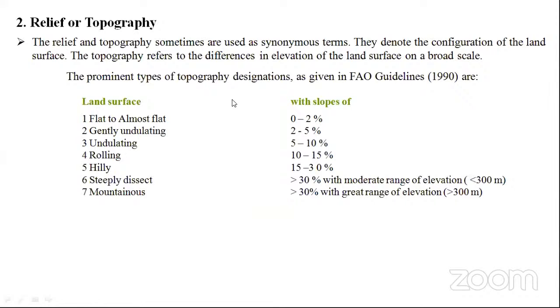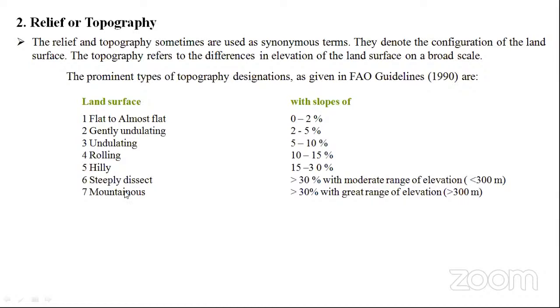Anyhow, students, in 1990 the FAO, Food and Agriculture Organization, gave some guidelines regarding relief and topography. These are the guidelines. Flat to almost flat, the slope should be around 0 to 2%. If it is gently undulating, the slope should be around 2 to 5%. If it is undulating, around 5 to 10%. For rolling, you can see very steep slopes, around 10 to 15%. But if it is hilly, it means 15 to 30%.